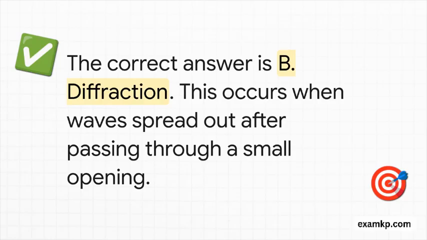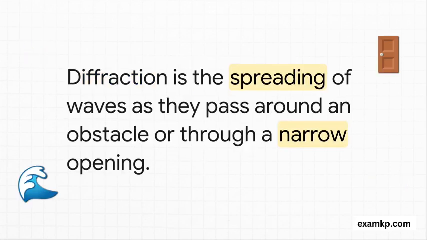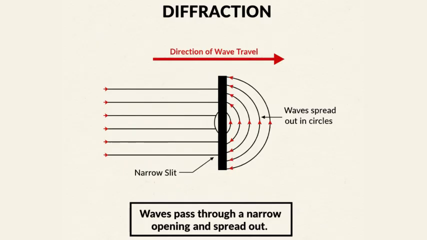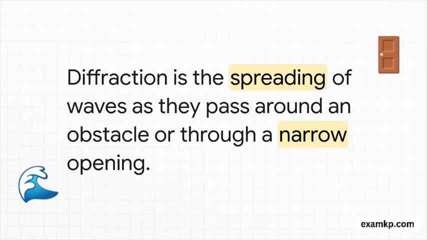Let's just quickly break down why that's the one. See, this question is the perfect proof that just knowing your definitions can get you easy points. The keywords here are narrow gap and the waves becoming circular. That is literally the textbook definition of diffraction. These are the kinds of questions you want to see. Quick, easy marks as long as you've got your toolkit memorized.